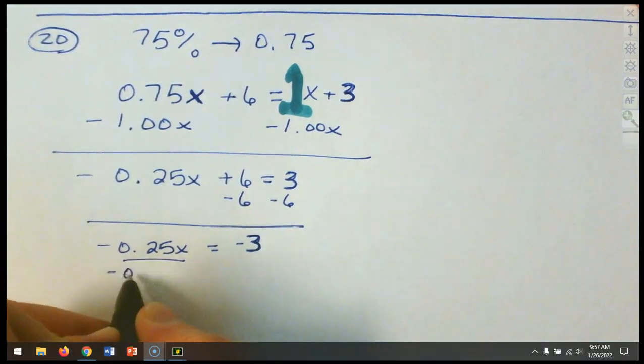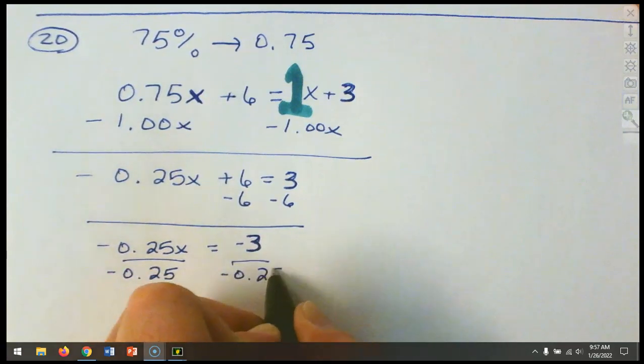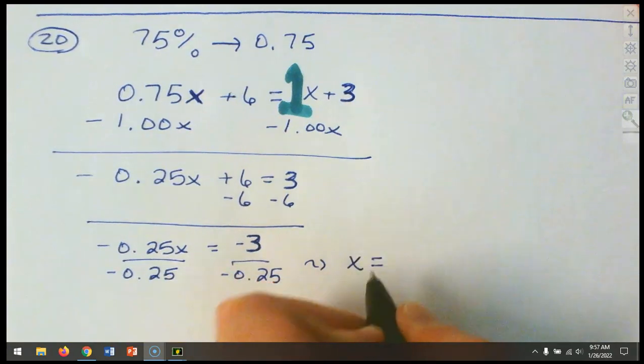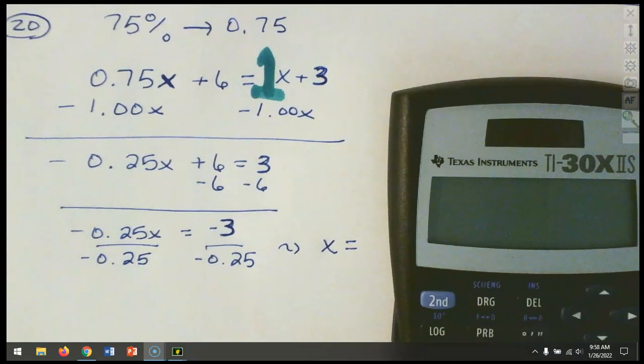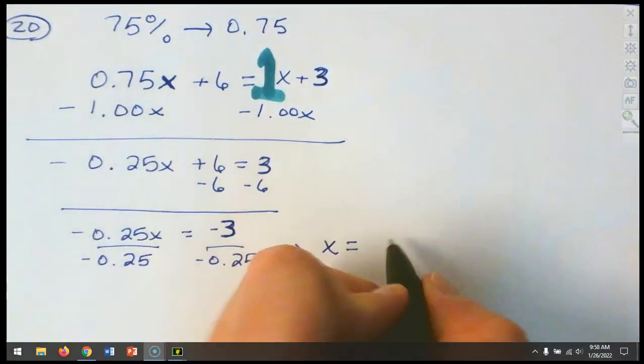Divide by a negative. Now, what do we know when we have a negative divided by another negative? Negative over negative makes it positive. So we know our answer is going to be positive. And let's just use our calculator to divide it out. We've got 3 divided by 0.25, and that comes out to be 12. So our answer in this case would be 12.